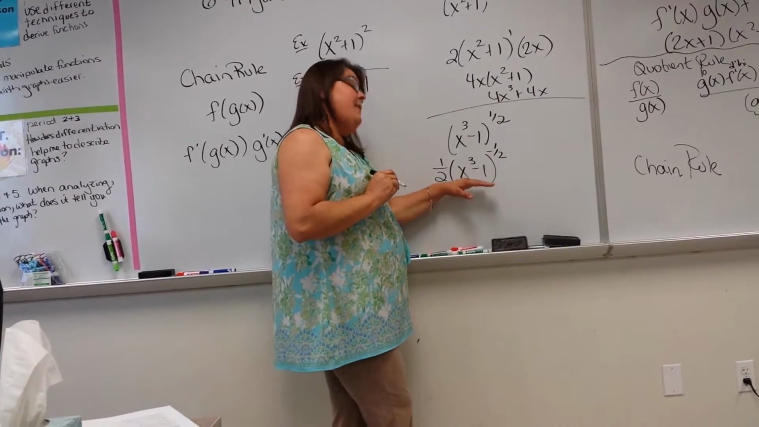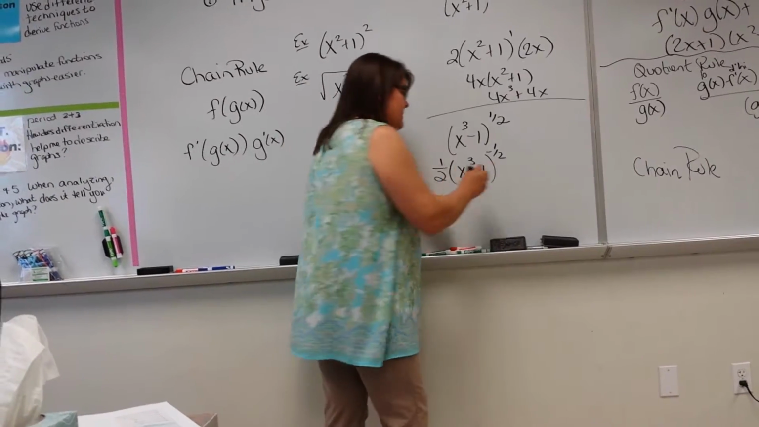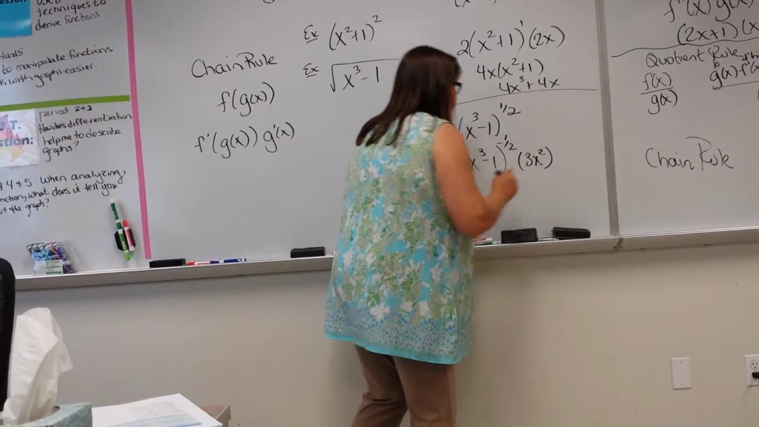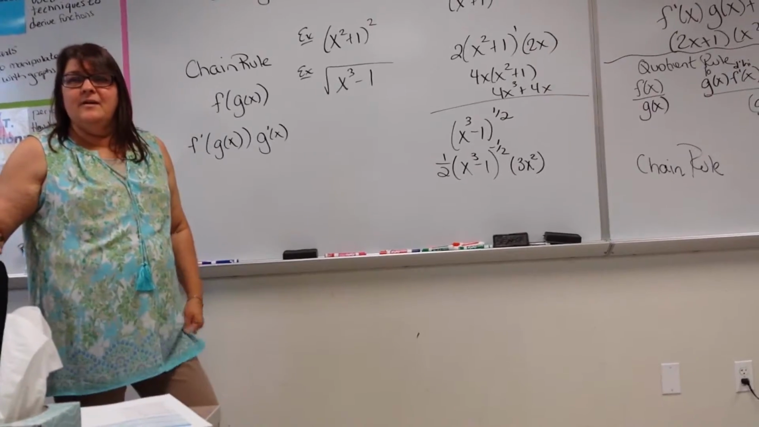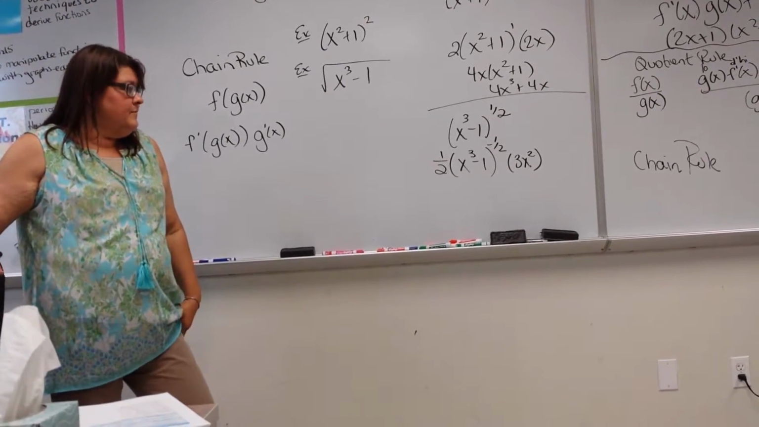And then it's 3x. And then the derivative of the inside is 3x squared. Oh, right. Okay. Does that make sense to all? And then you could clean it up.